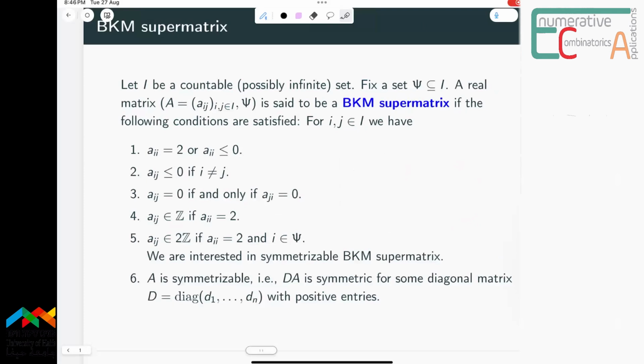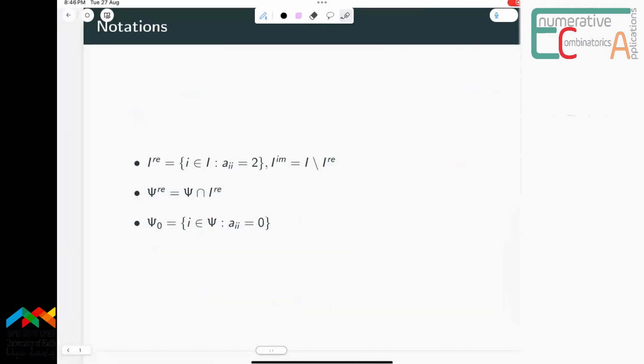I am interested in symmetrizable Borcherds-Kac-Moody supermatrices. A matrix is symmetrizable if there exists a diagonal matrix T such that TA is a symmetric matrix. So these are the notations. If the diagonal entry is 2, I will denote that by I real. Others are I imaginary. Psi real is psi intersection with I real. If my diagonal entry is 0 and i belongs to psi, then I am denoting that by psi.